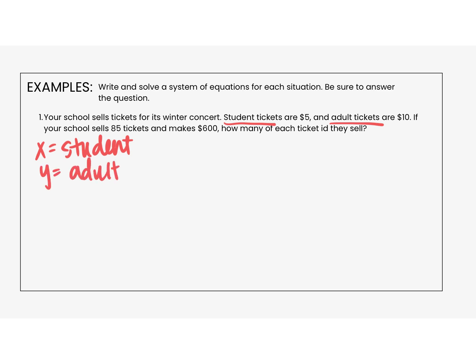And so we have to be able to write two equations since we have two variables in order to solve this. So the first thing is we know that they sold 85 tickets. And that 85 has to be a combination of student and adult. So our first equation is just going to say X plus Y equals 85, right? We don't know how many student or how many adult tickets they sold, but we know they sold 85 total.